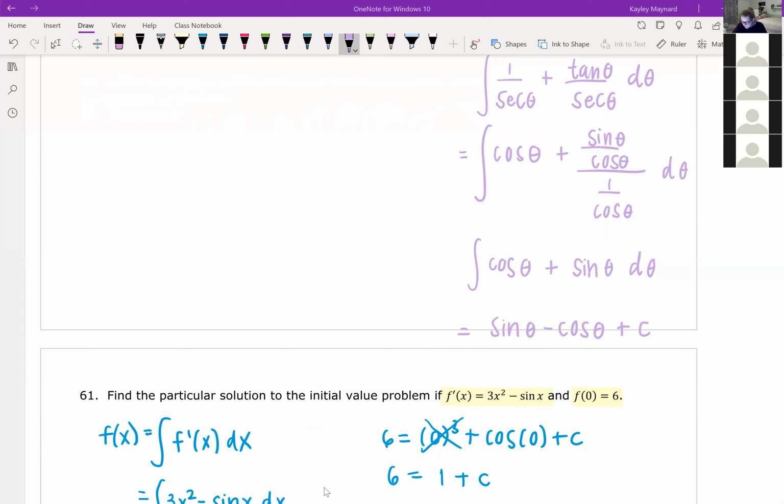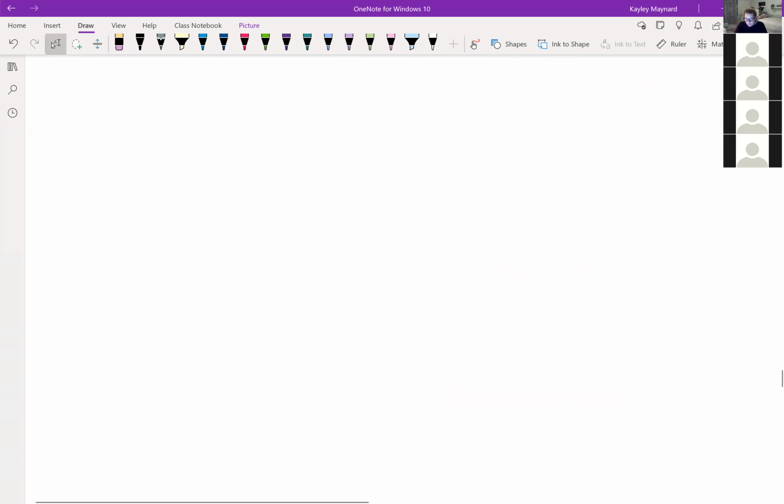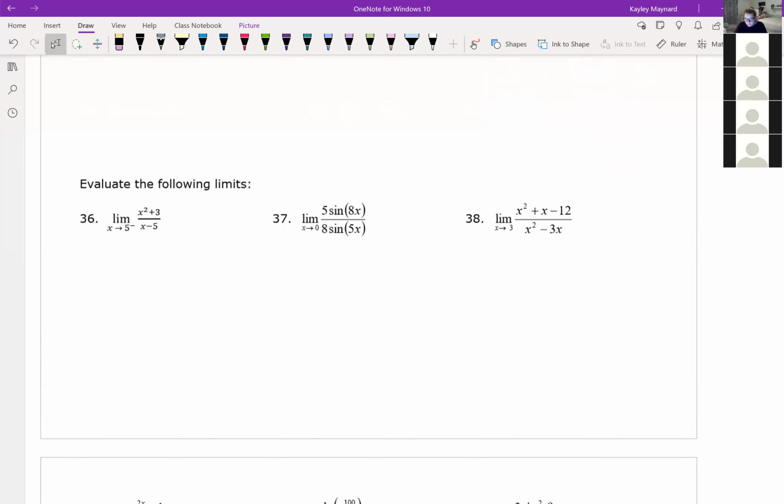34. Okay. Oh man, there's a lot of optimization ones on here. But let's do 34 first. 34. Okay. 34 is a good old mean value theorem problem.